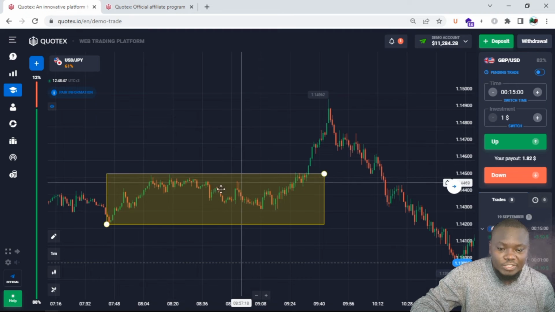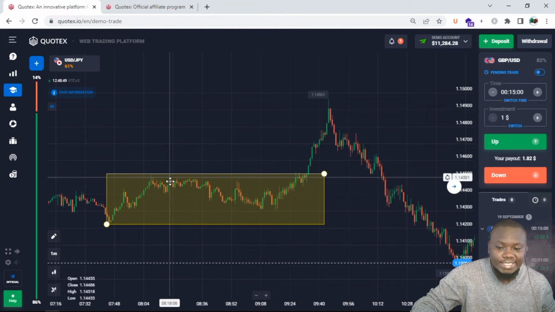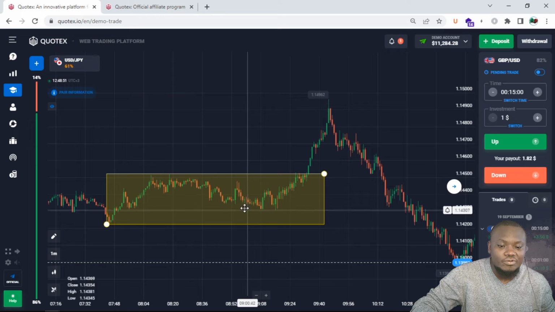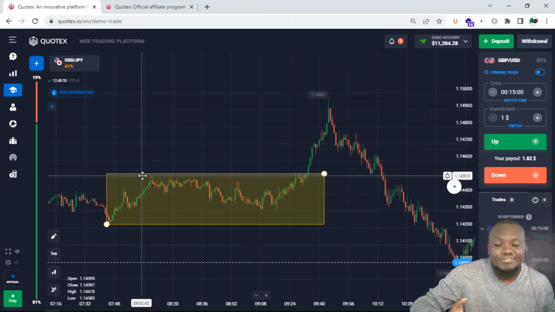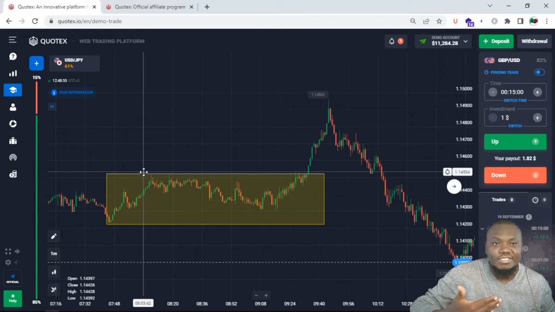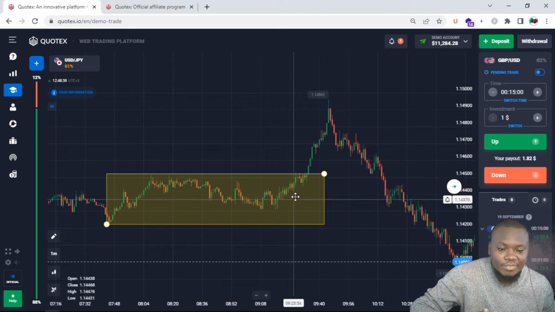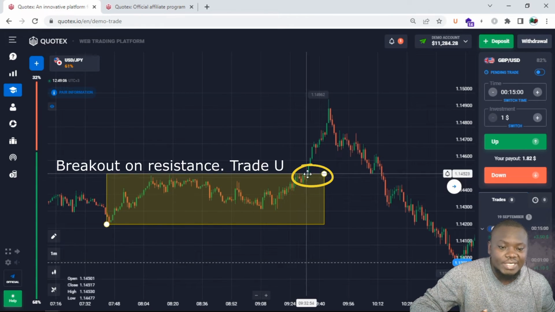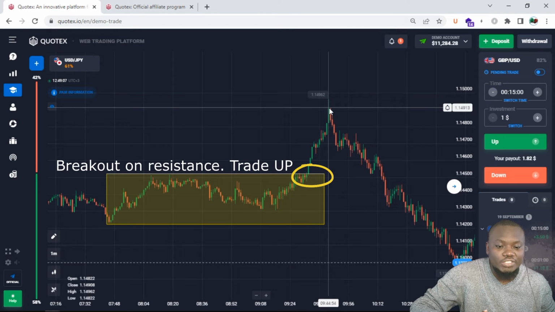After you've drawn it, you'll see that price oscillates in between that rectangle, and it is highlighted in different colors to show you the areas of value that you will be assessing over time. If you look at this, you'll see that price broke out of this level and it continued upwards.